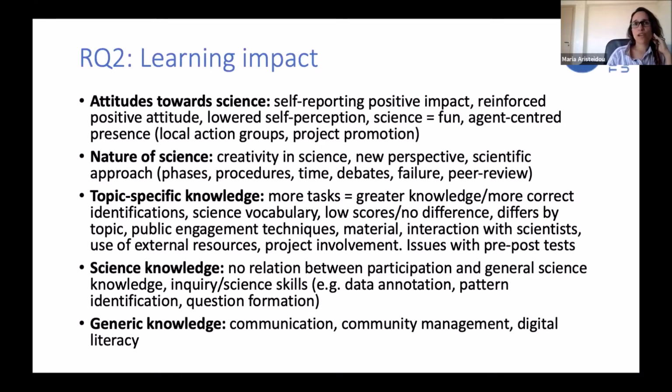Science knowledge. In relation to general science knowledge, correlational studies found that there was no relation between participation and general science knowledge, in contrast to the topic-specific knowledge. But many studies reported that participants gained inquiry and science skills such as data annotation, pattern identification, question formation, and other similar skills. And finally, in online citizen science projects, studies reported that beyond the scientific knowledge and the scientific literacy, people also gained other skills such as communication, community management, and digital literacy skills that were not initially a target in the project.